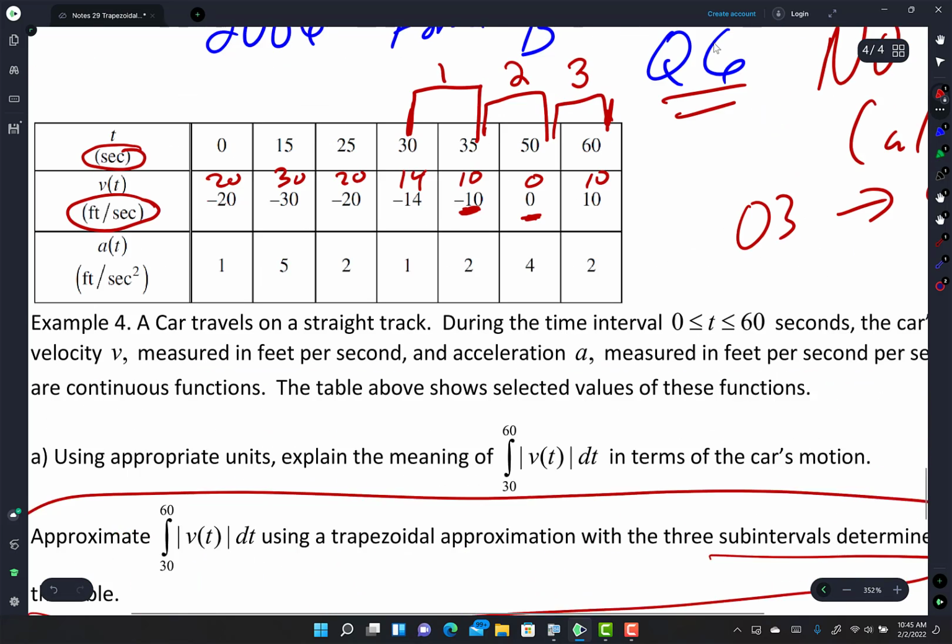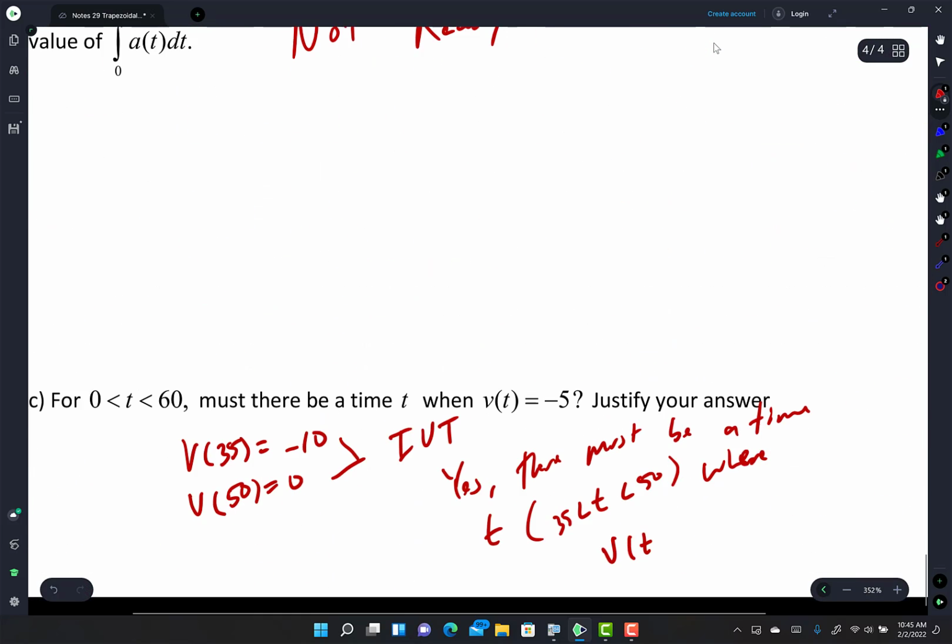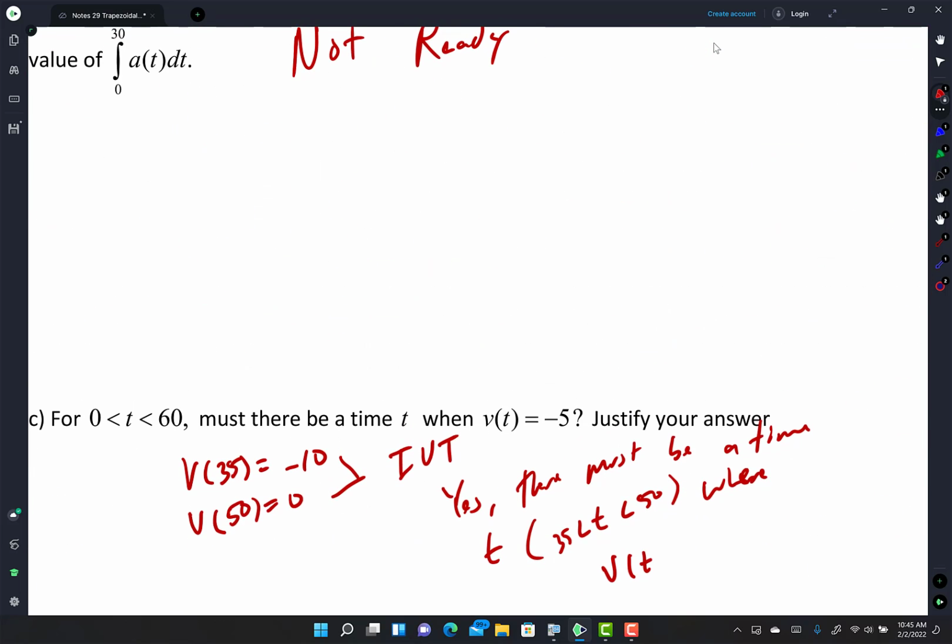Because between 35 and 50 is where I know for a fact I crossed negative 5. Do you know what I mean? You can also, they probably call it C. There must be a time C. So let's put the letter C, because T is general for time, and C is specific for some specific time.